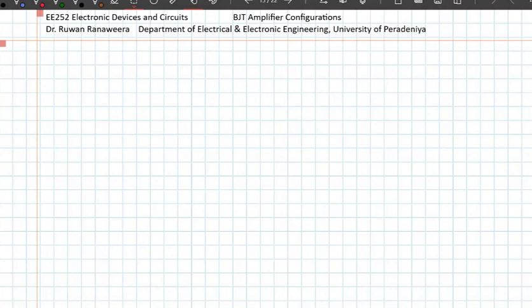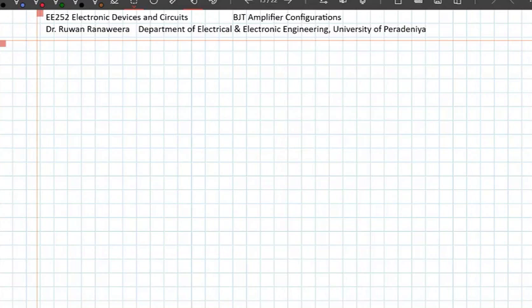However, this is not the only way we can input and output signals to a BJT amplifier circuit. Since there are three terminals, base, collector, and emitter, you can choose any two as input and output, which leaves the other terminal to be used as the common terminal. So in the circuits that we have seen so far, the common terminal has been the emitter, input has been given from the base, output has been taken from the collector.